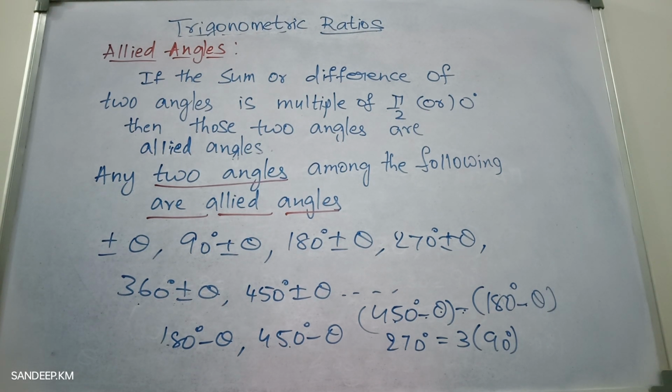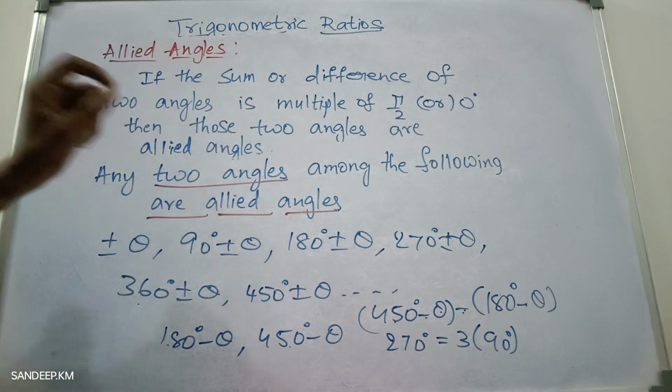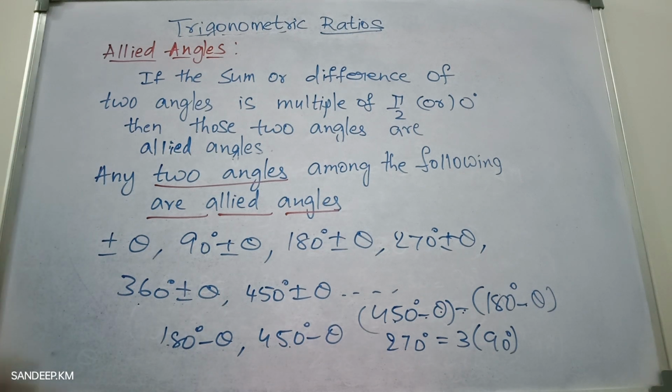Now let us find allied angles on the coordinate axis. Their location on the coordinate axis is very important for our understanding of trigonometric ratios. Okay, let us locate the allied angles on the coordinate axis.